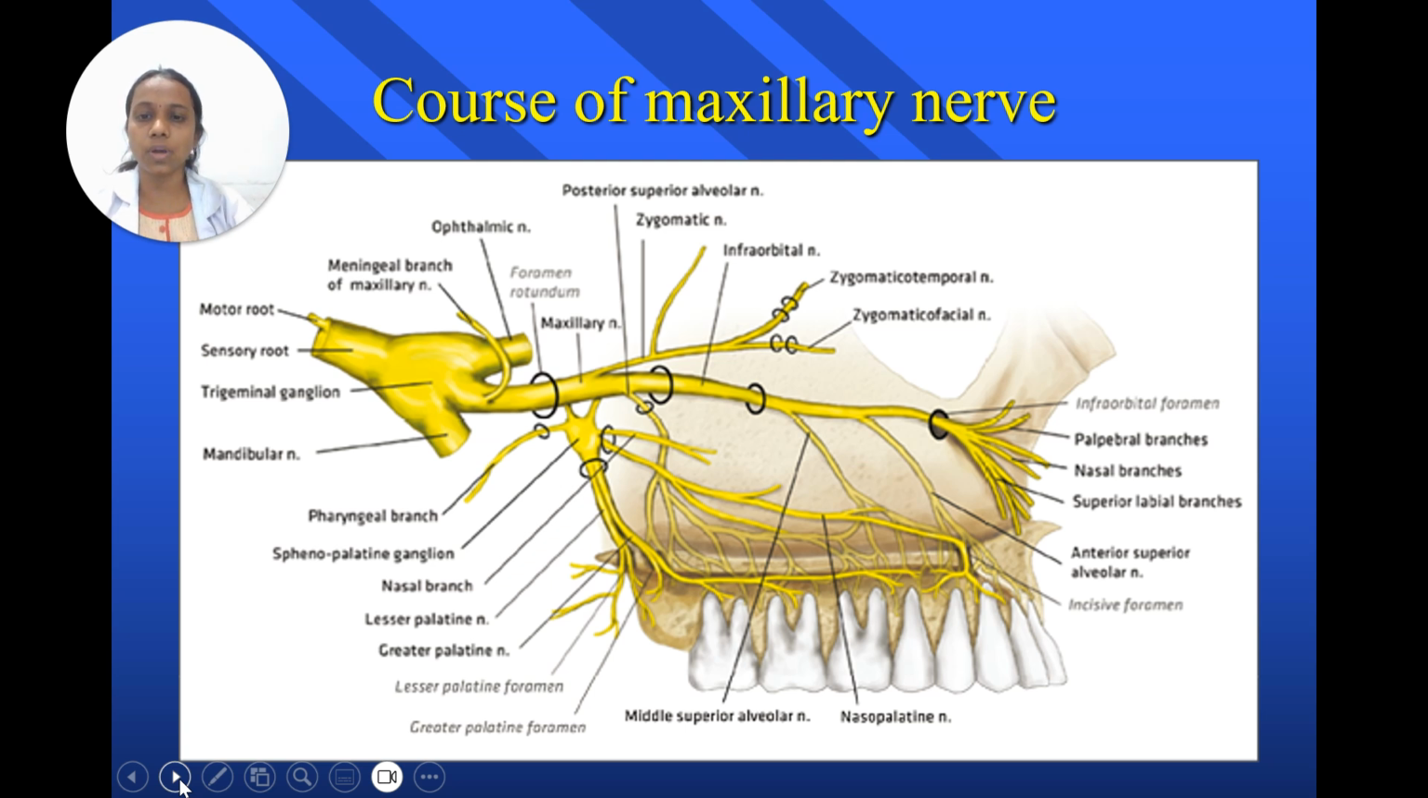From the ganglion, you have various branches, that is the pharyngeal branch, palatine branches, and nasal branches. Of the nasal branches, there are two, the lateral nasal branch and the nasopalatine branch. The nasopalatine branch enters the lateral wall of the nose, comes onto the floor of the nose, and then enters the oral cavity through the incisive foramen.